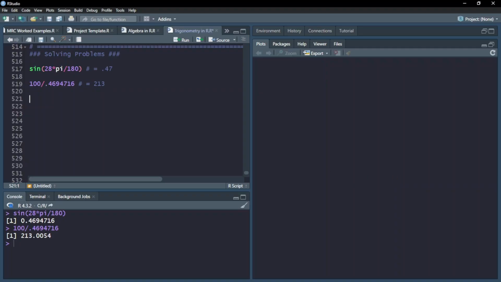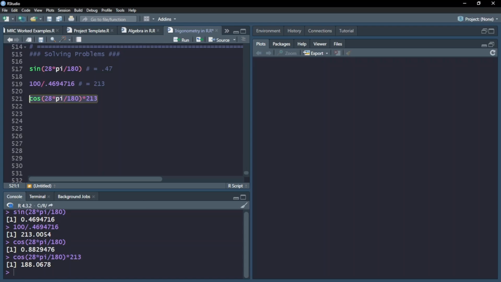Okay, so we'll say cosine of 28 times pi, times pi divided by 180, and we could either find that and then multiply the result by 213, but I think we can just take two steps at once and say whatever that is, multiply that times 213. And the answer is 188.06, or to the nearest foot, 188 feet.